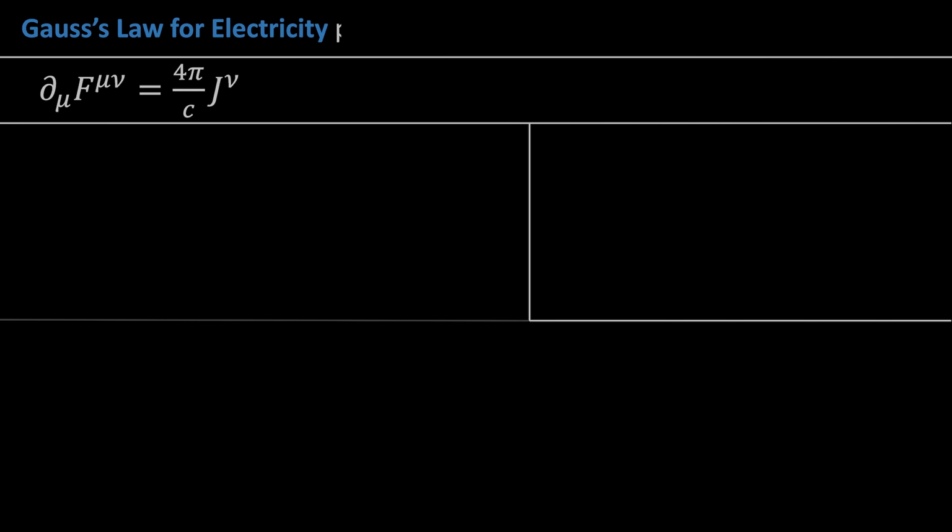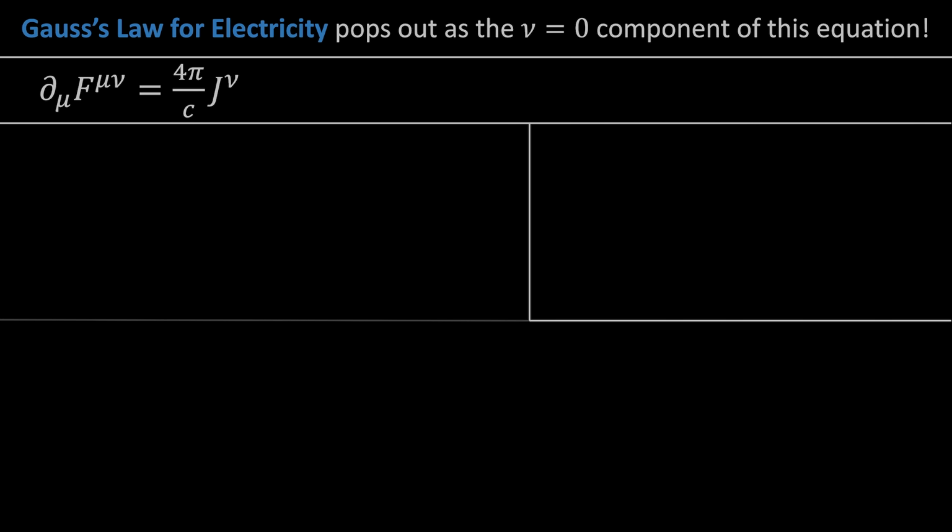So this equation we just derived, it's actually 4 different equations in one. One equation for each value of nu. Or another way of thinking about it is this is a 4-vector equation. And as it turns out, the nu equals 0 component of this equation is Gauss's law for electricity. And now all we have to do is translate this equation into the language of derivatives and charge and electric fields and all that stuff.